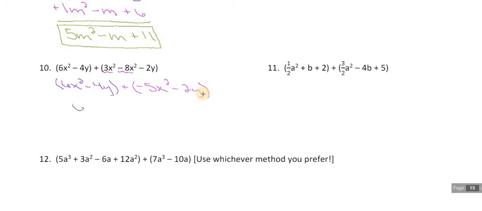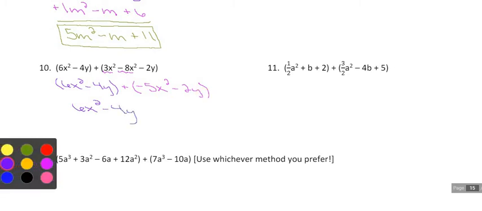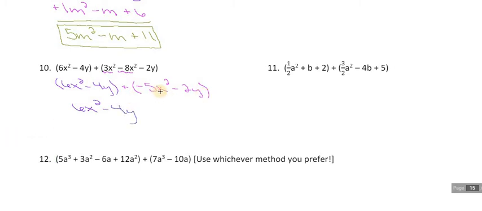So I've got 6x squared minus 4y. Let's line up our second polynomial underneath. It's a minus 5x squared and a minus 2y. We just need to make sure we keep all of the signs in front of their respective terms. So 6x squared minus 5x squared is just 1x squared, so we just write x squared. And then negative 4y minus 2y is minus 6y.